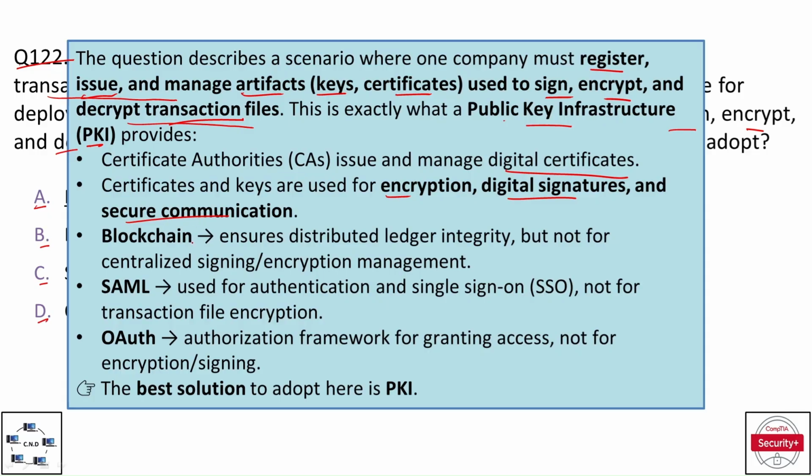The other options, including blockchain, ensure distributed ledger integrity but not centralized signing or encryption management. SAML is used for authentication and single sign-on, not for transaction file encryption. And OAuth is an authorization framework for granting access, not for encryption or signing. So the best solution to adopt here is PKI, or public key infrastructure.